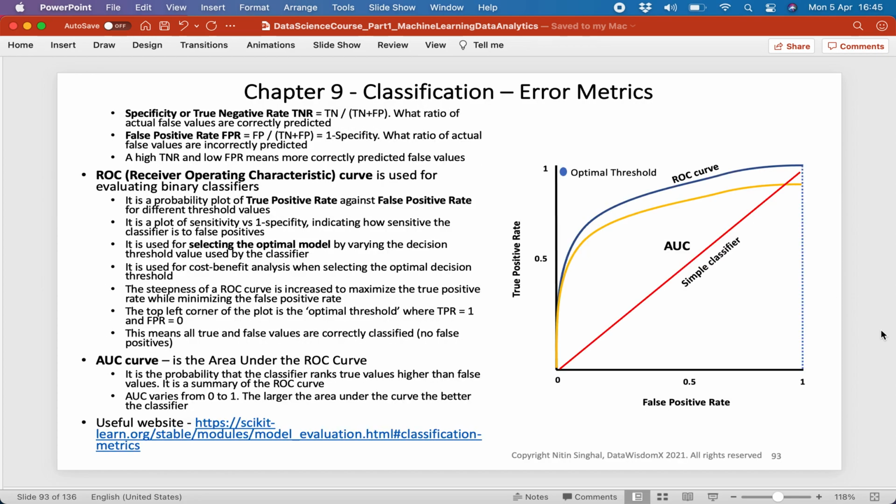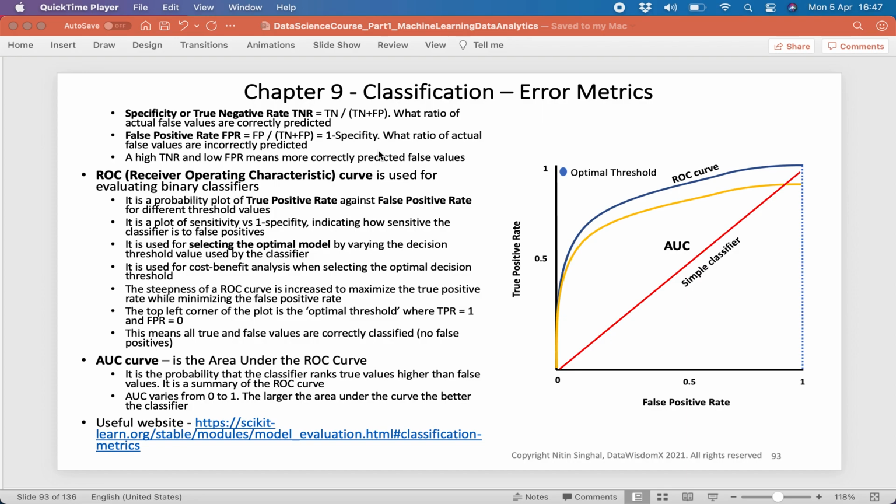And that's what these two error metrics are. So TN upon TN plus FP measures the actual false values that are correctly predicted, and the FPR, or false positive rate, which is FP upon TN plus FP, measures the actual false values that are incorrectly predicted, right? So we've shown you that. And false positive rate is also calculated as 1 minus specificity. You can try that on your own. Again, the overall objective is you want higher TNR and lower FPR, which means more correctly predicted false values.